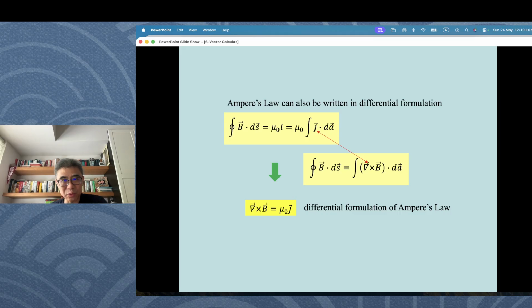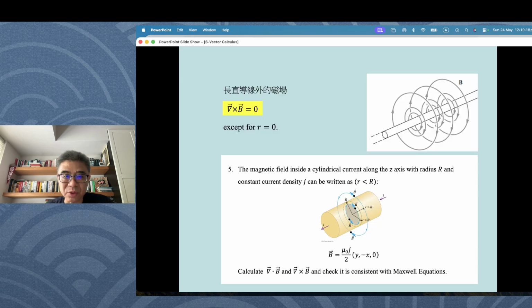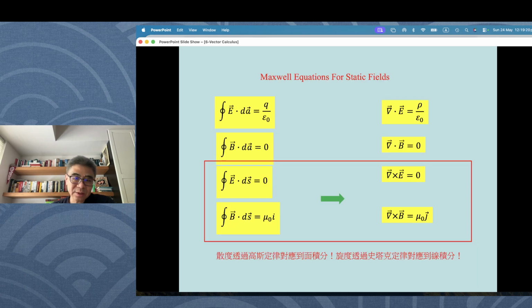And actually, you can do the reverse yourself. So we understand that the differential formulation and the integral formulation are equivalent to each other. So let's put everything together. Now I have the differential form for static fields in the Maxwell equations. Everything is here, okay? So let me just summarize a little bit.